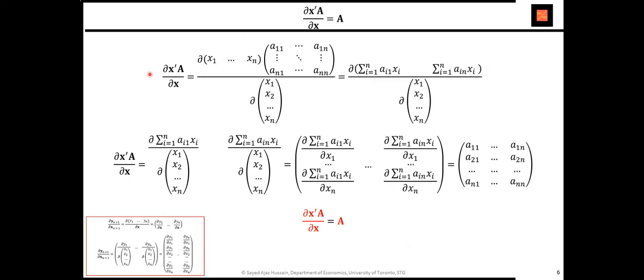What about X transpose A? So I think you kind of get the hang of it, right? So how to do these sort of things. Using these rules as we showed earlier, you can convince yourself that the answer is the matrix A.